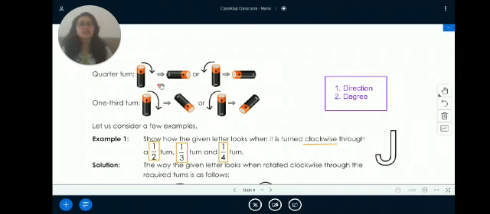Now let's see for 1/3 turn. Now how much is 1 by 3? That means we have to divide 360 degrees in 3 equal parts.